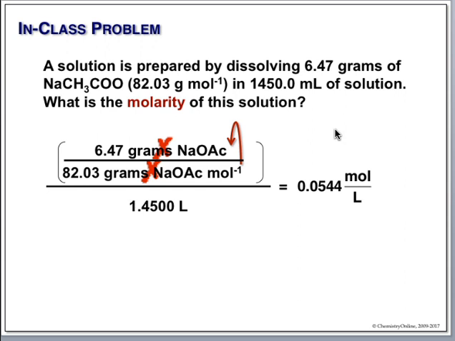Now sometimes you'll see this written out this way. It means the same thing. Remember, we put a -1 sign that simply means per. So this is moles per liter, just like moles per liter here. And of course, both of these simply mean molarity. 0.0544 molar solution. Any questions?